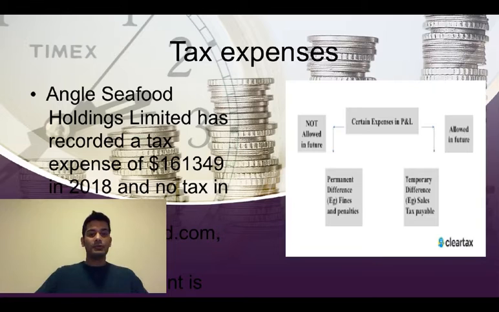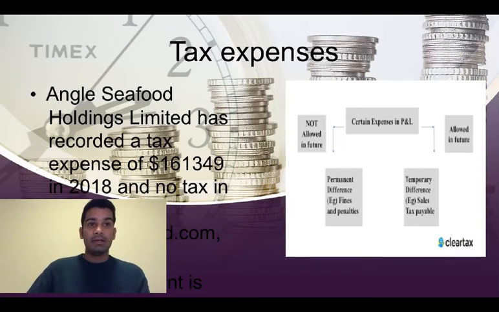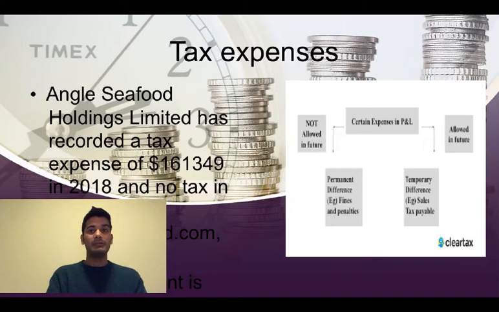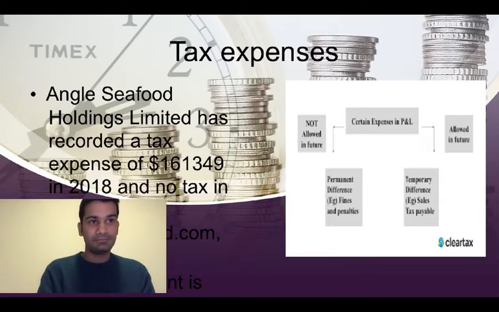In this slide, I'm going to discuss the tax expenses. The tax expenses for any business which is public limited in nature are recorded in the income statement of the company. Angel Seafood Holdings Limited has recorded a tax expense of 116 million in 2018 and no tax in 2019. The taxable amount is recorded on the income tax statement for the company. It records the amount that shall be payable by the business at the end of the year as tax expenses, which can be shown in the table as in the PowerPoint slide.